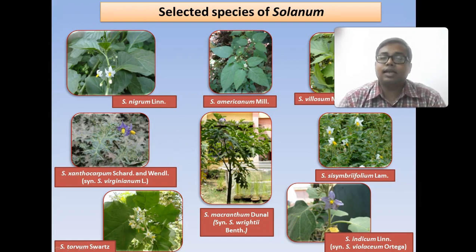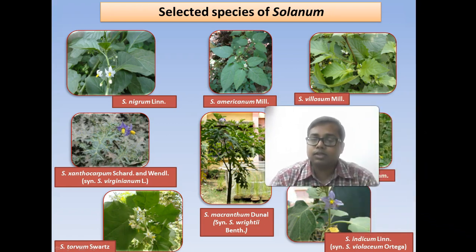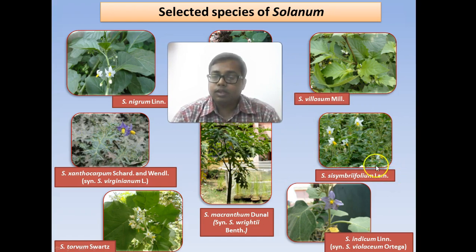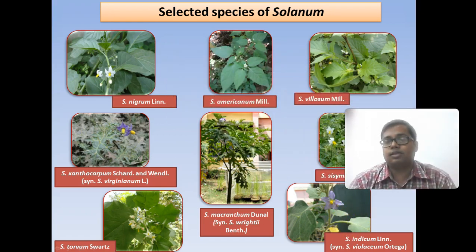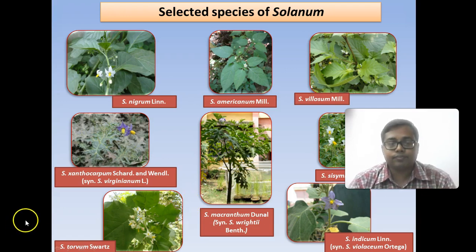So these are my selected plant species in my study. So this is Solanum nigrum, this is Solanum americanum, this is Solanum viloosum, this is Solanum xanthocarpum, this is Solanum torvum, this is Solanum macranthum, this is Solanum sisymbriifolium, this one is Solanum indicum. So there are 8 plant species on which I have studied, and among which only this plant is a tree plant. This is called Solanum macranthum.